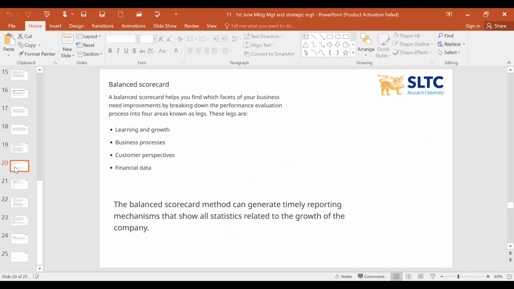Then there's another one called Balance Scorecard. Balance Scorecard helps you find which facets of your business need improvements by breaking down the performance evaluation process into four areas known as legs. These legs are learning and growth, business processes, customer perspective, and financial data.